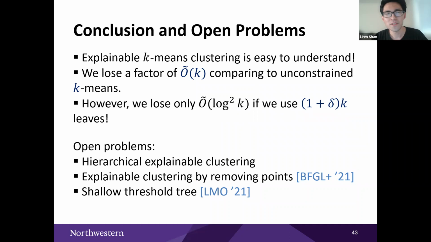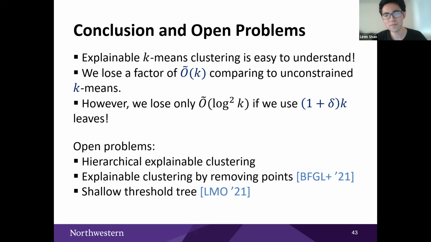Okay, to summarize our results. In our paper, we consider expandable k-means clustering, which is a clustering that is easy for humans to understand. For expandable clustering, we lose a factor of order k compared to the unconstrained k-means if we choose a threshold tree T with exactly k leaves. However, we lose only order log squared k if we use 1 plus delta times k leaves.